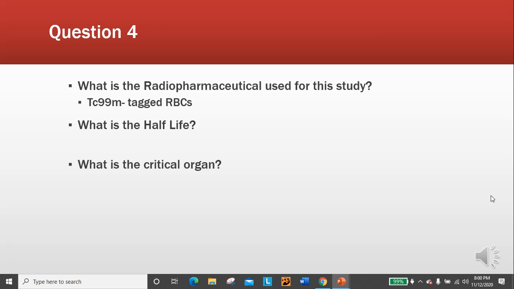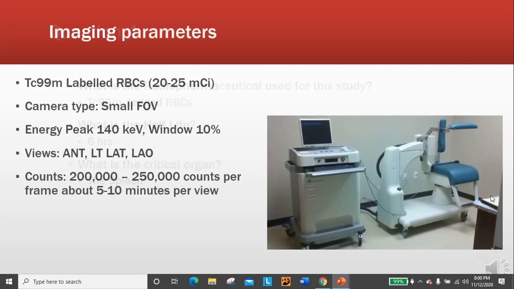My next few questions are: what is the dose, camera type, and energy peak? The dose for the labeled red blood cells is going to be between 20 and 25 millicuries. The camera type that is going to be used is going to be a small field of view, although you can use a large field of view camera if needed. My facility used a Digirad upright solid-state SPECT camera, as pictured in the slide. And the energy peak is going to be 140 keV with a window of 10%.